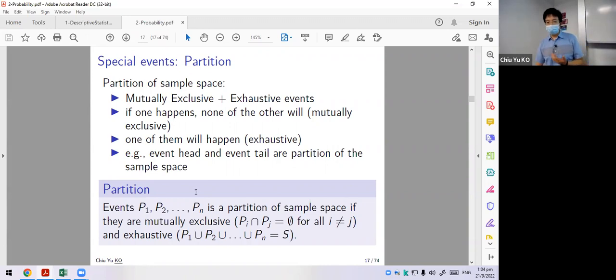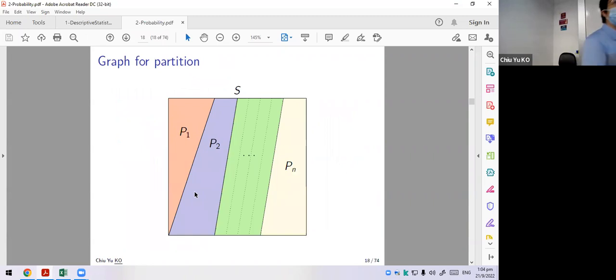What it means graphically is like this diagram. The sample space is divided into different, non-overlapping regions. Why are they not overlapping? Because they are mutually exclusive. And they cover the sample space because it is exhaustive, and that's called a partition. It's cutting the space into many pieces. If things happen, only one of them is true, and one of them must be true. It will be one and only one that is true. So that is called a partition.